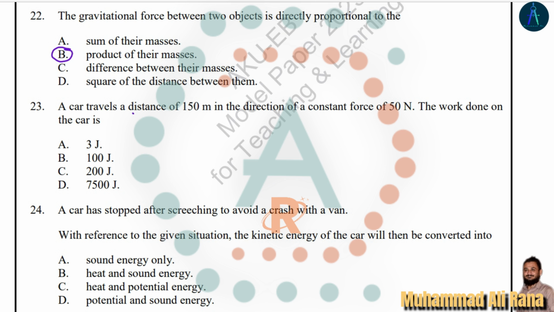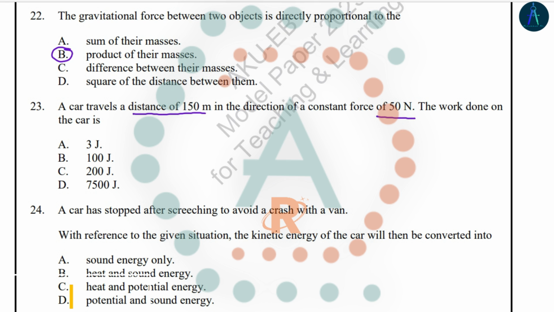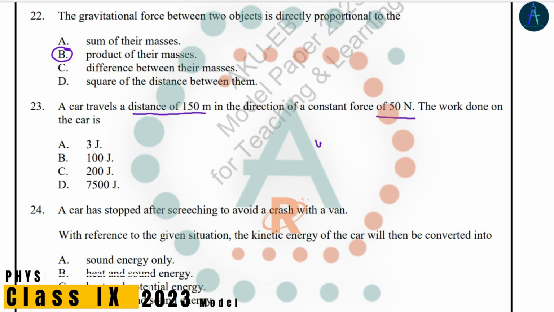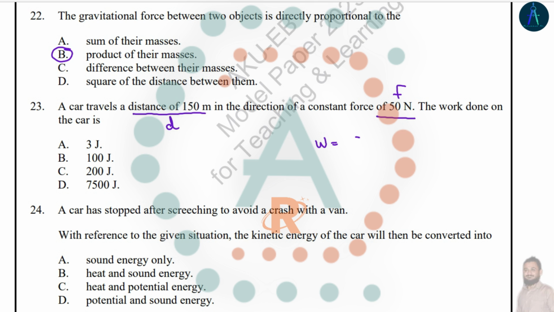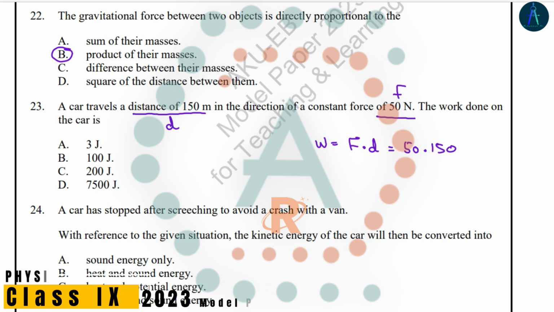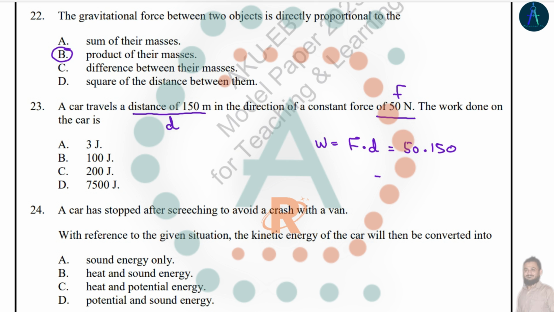A car travels a distance of 150 meters in the direction of a constant force of 50. Then what will be the work done? So we know that work done is equal to force multiplied by displacement. So W is equal to Fd. So 50 into 150 will be the work done. So 150 multiplied by 50 will be equal to 7500. So the correct answer is 7500 joules. Option D is the right answer.